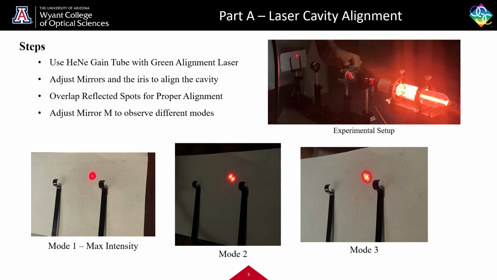So in part A, we used a helium neon gain tube with a green alignment laser and adjusted the mirrors and the iris to align the cavity. Once aligned, we adjusted mirror M, as noted in the photo, to observe different modes. In mode 1, we had the max intensity when they're overlapping. In mode 2, we had 2 circles. And in mode 3, we had 3 circles, with the central one being the brightest.